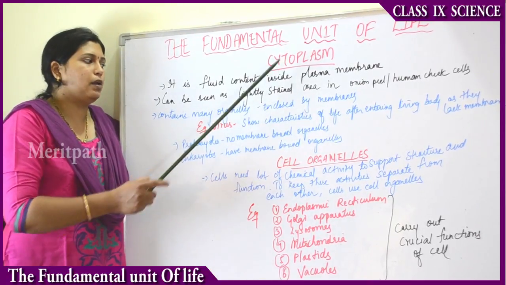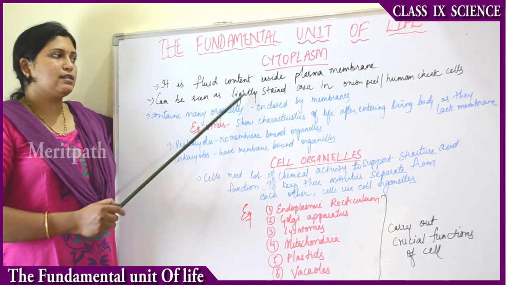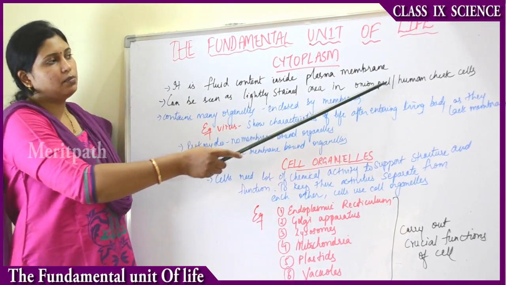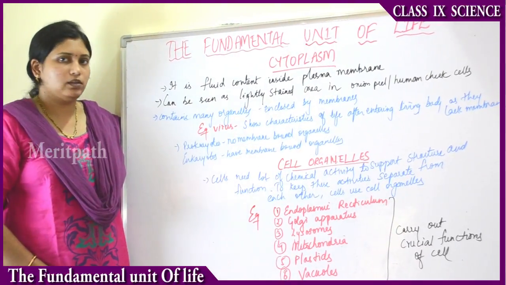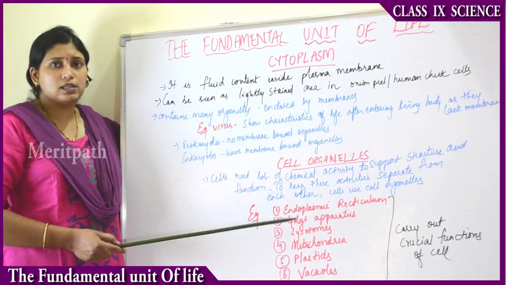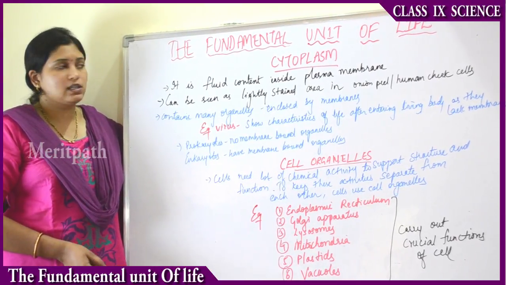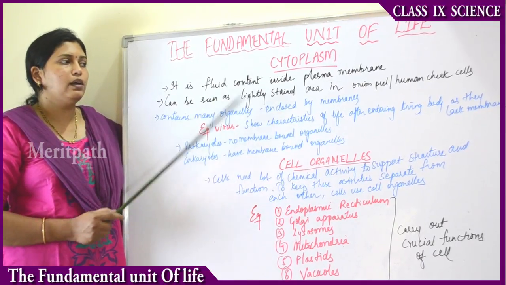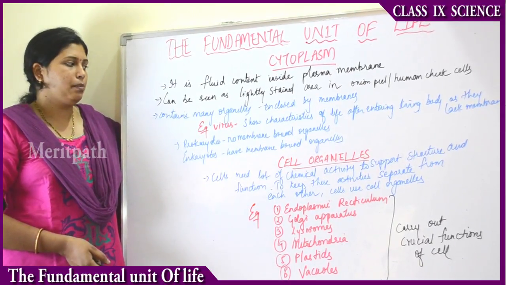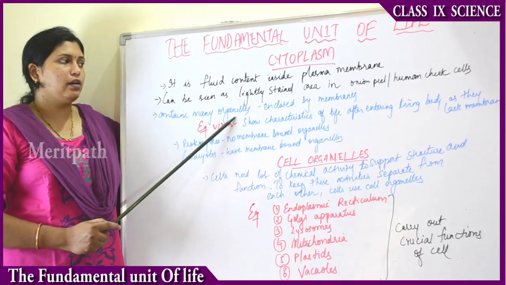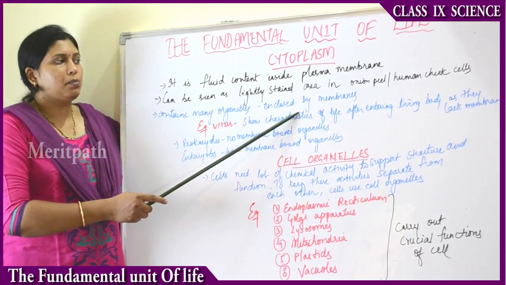That is only cytoplasm. So it can be seen as the lightly stained area in onion peel or human cheek cells only under the microscope. All the cell parts and the cell organelles can be seen only under the microscope. We cannot see them with the naked eye. So this is the fluid content inside the plasma membrane. Then it contains many organelles. They are enclosed by membranes.